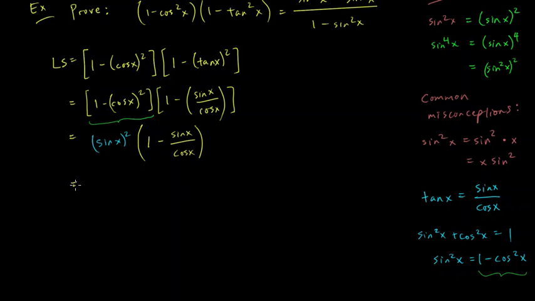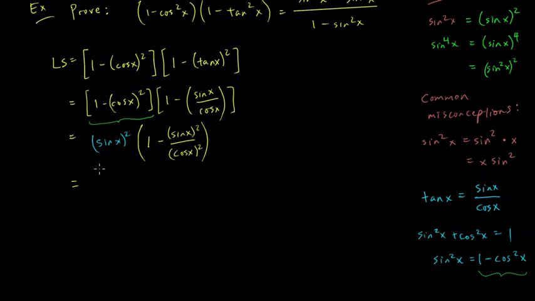Mr. Lee, shouldn't there be a squared on the sine x over cos x? Yes. Right here. Thank you. So therefore, we're going to square this bottom. We're going to do that, okay? Let's do this. Okay.